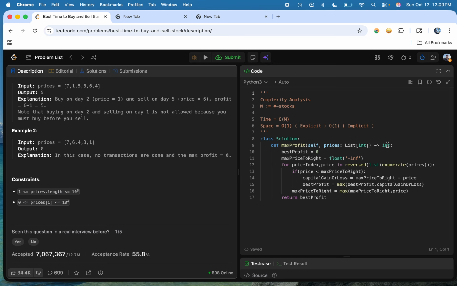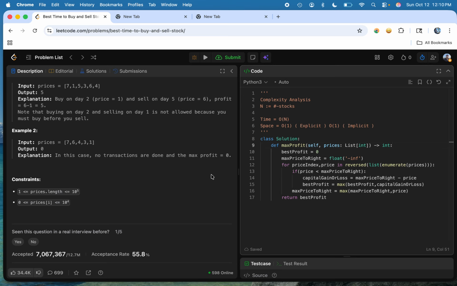Now, the good news about the input is the inputs are reasonable. So we only have 10 to the power 5 prices maximum, and the prices are at most 10 to the power 4. So we don't have to worry about any weird edge cases with floating point exceptions or input not fitting into memory.